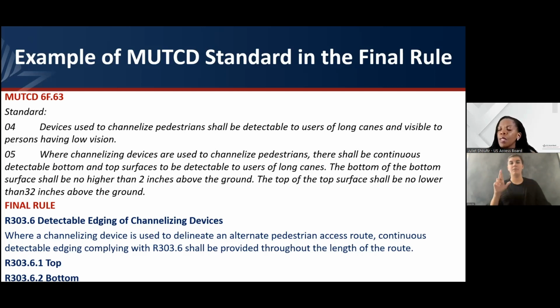And then R303.6.1 as well as R303.6.2 are the technical specifications for that channelizing device, similar to MUTCD 6F.63.